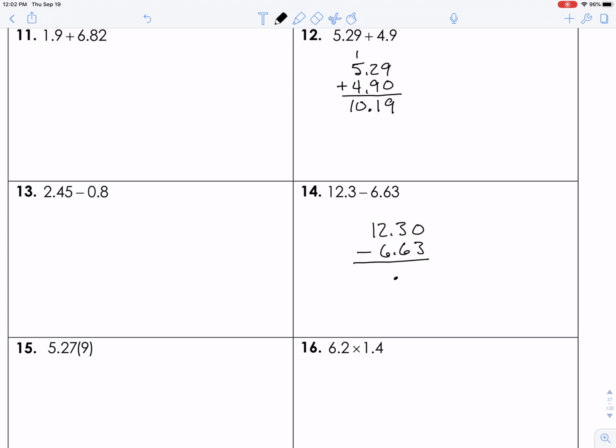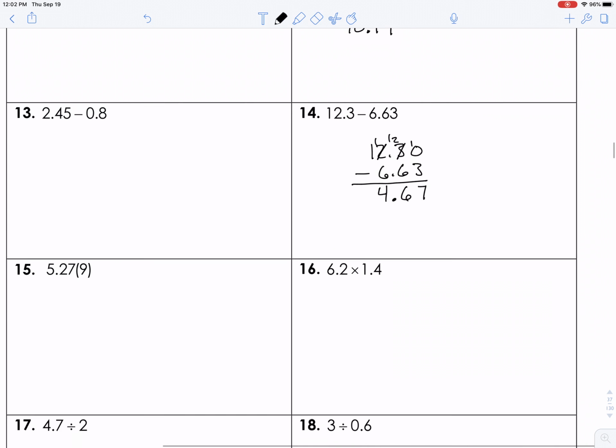0 minus 3, can't do that, so I got to borrow. So I got a 2 here. Now I've got 10 minus 3, 7. 2 minus 6, can't do that. So now I got a 1. I bring the 1 over, now I've got 12 minus 6, 6. Now I've got a 1 minus 6. Well, I can borrow that 1 and it becomes an 11, or 11 minus 6, which gives me 4. So I got 4.67. That's all there is to it.